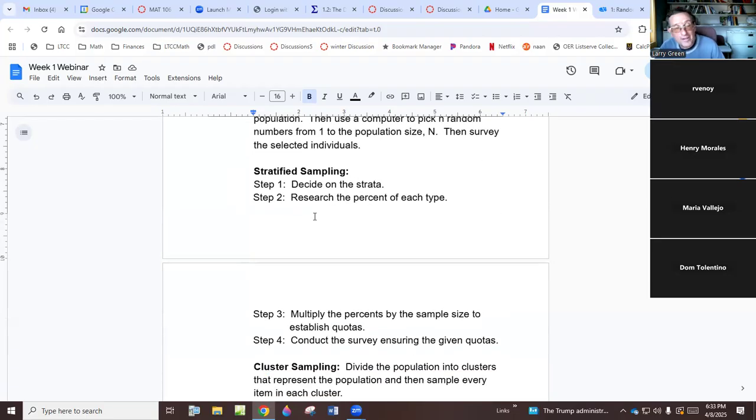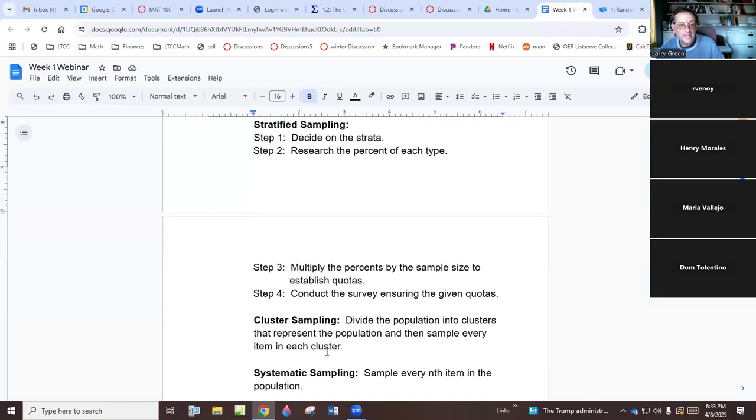Okay, stratified sampling I went over. It was so important I wanted to go over it first. Again, 4 steps: decide on your strata, research the percentage of each type, multiply the percents by the sample size to establish quotas, and then conduct the survey ensuring the given quotas. And if for some reason you can't get that many people to answer, then you did not use stratified sampling. So it's an absolute, you have to. Okay, any questions on stratified sampling?